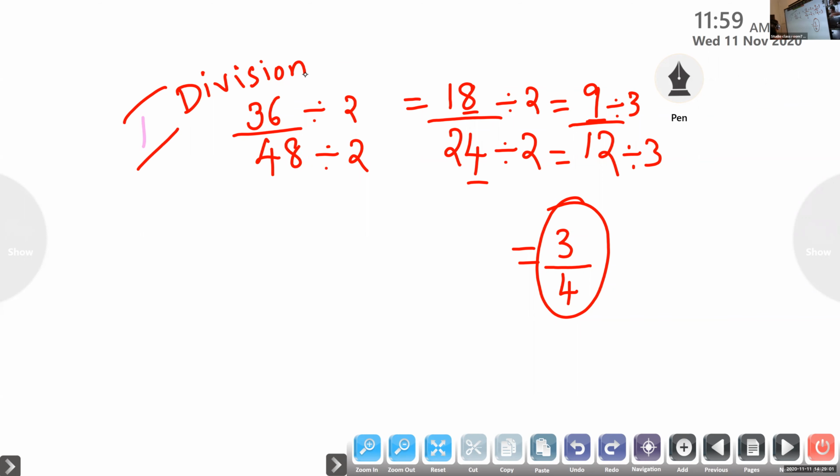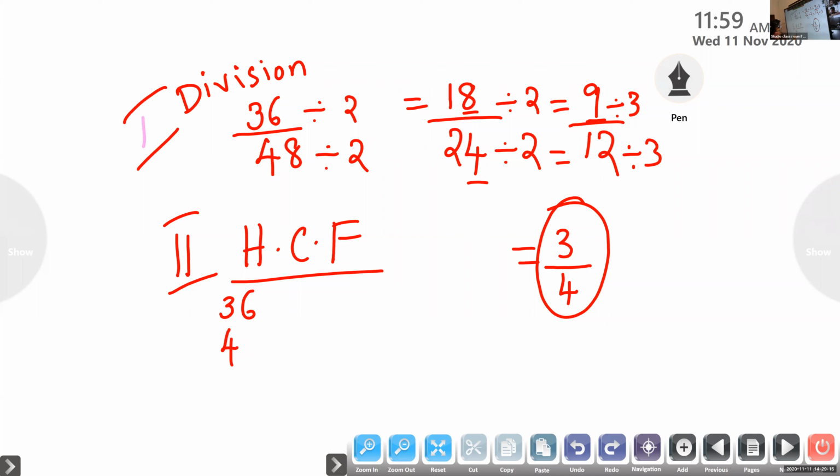Now we are going to do the second method, that is using HCF. For that, I want to write the factors of 36 and factors of 48. Felix, can you please tell me what are the factors of 36? Children, you have to check with all the tables. 1 and 36. That is the first one. Now 2 times which number is 36?